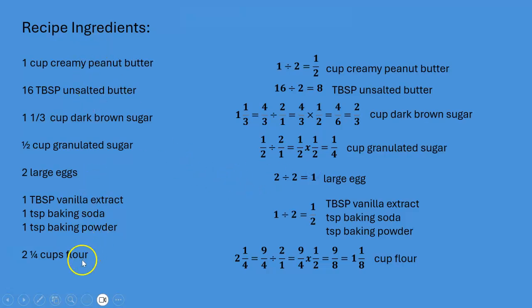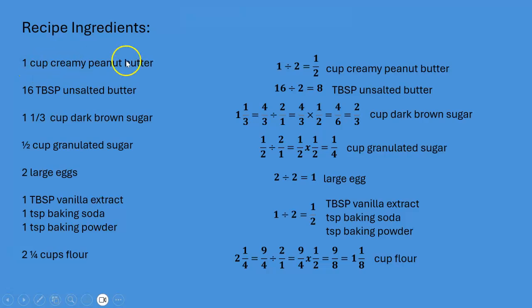So here are the ingredients listed for a whole recipe. 1 cup of creamy peanut butter, 16 tablespoons unsalted butter, 1 1/3 cup dark brown sugar, 1/2 cup granulated sugar, 2 large eggs, 1 tablespoon of vanilla extract, 1 teaspoon of both baking soda and baking powder, and 2 1/4 cups of flour. We know that we only have a little over a cup of flour. So let's divide these all by 2, or take half.